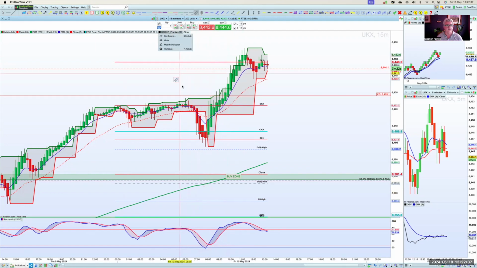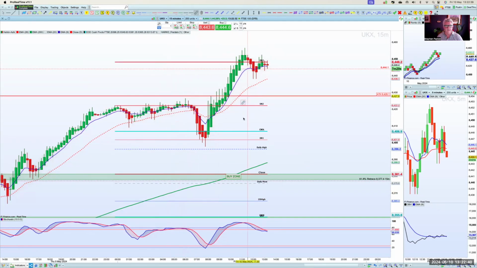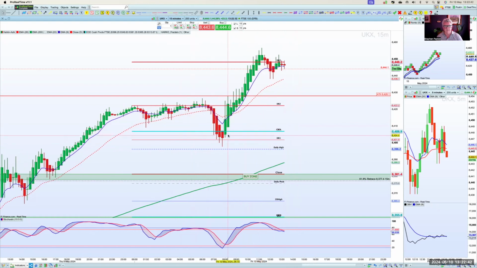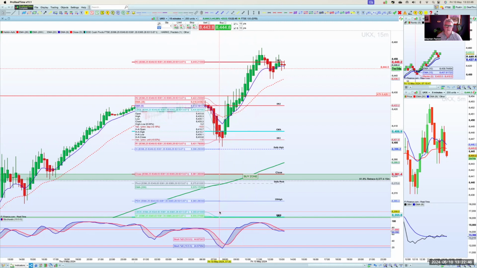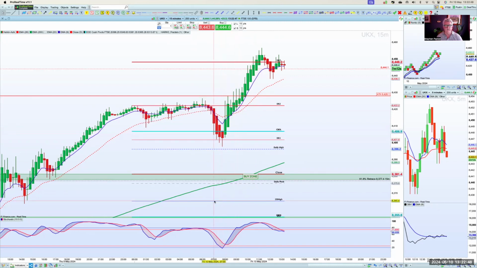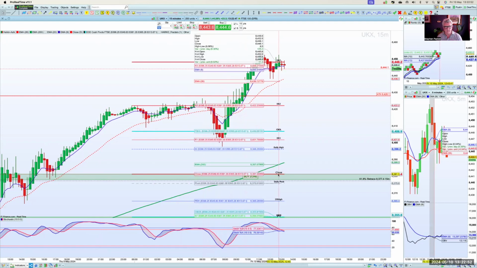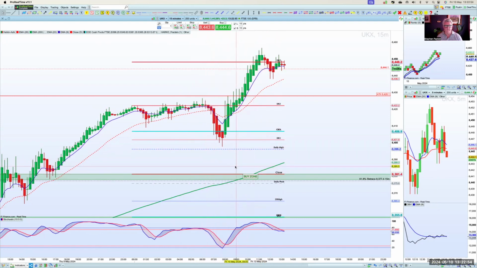I'll just turn the fractals off because they're getting in the way. There we are, it's nice and clear now. So Camarilla breakout long, boom, we can trade that as a breakaway to the top side. So closing the gap, mind the gap, watch for that every day.